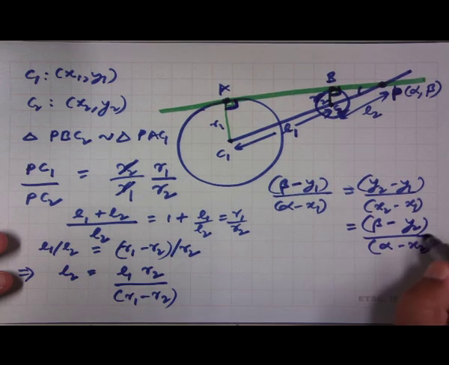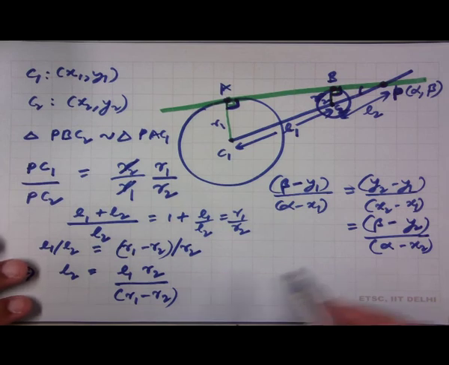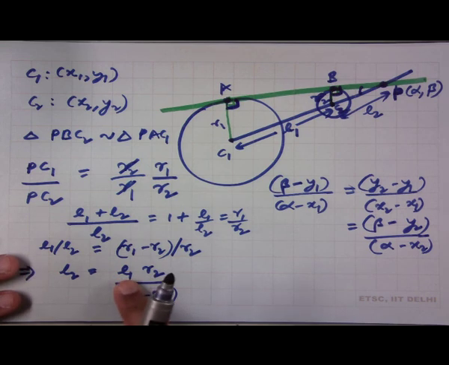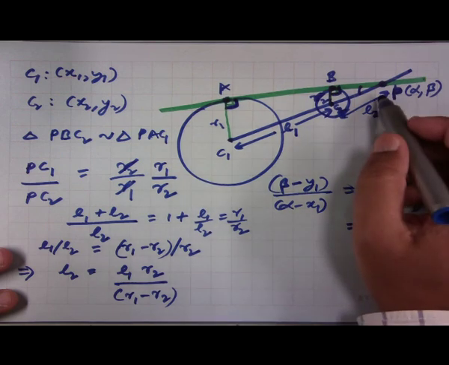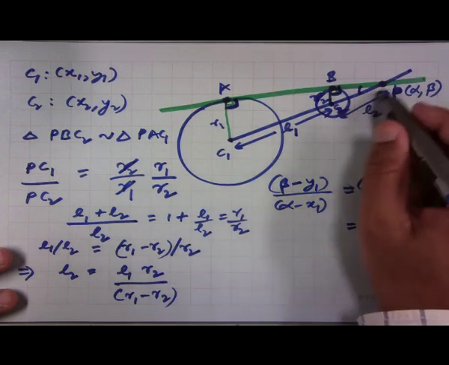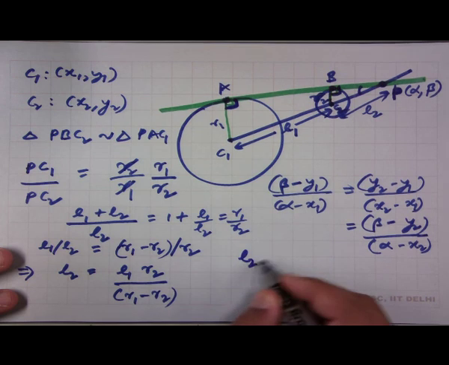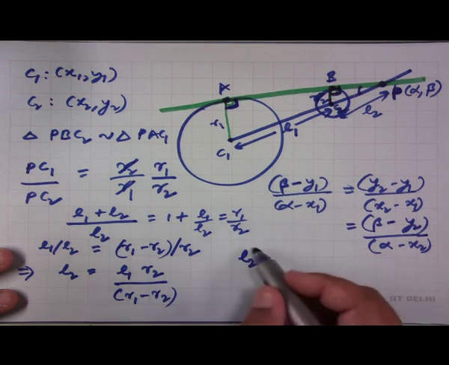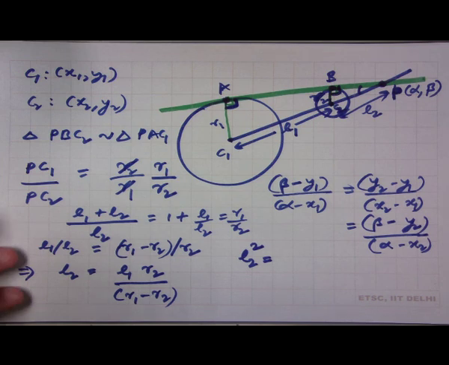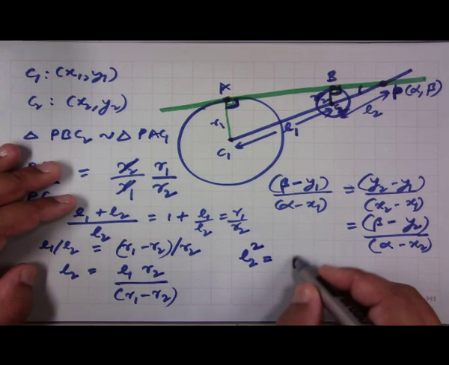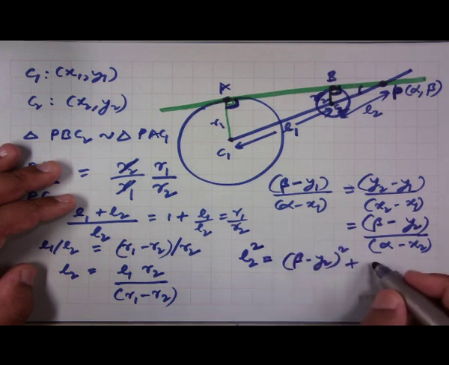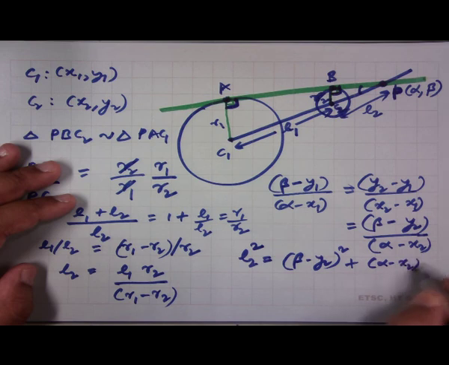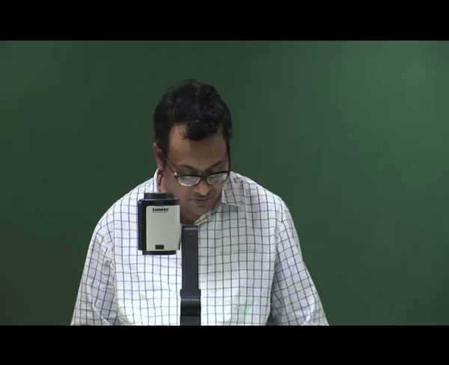So, now we already have L2 here in terms of L1. Now, from here what we see is that this distance L2 squared is equal to beta minus y2 whole square plus alpha minus x2 whole square, which I will take to the next slide.